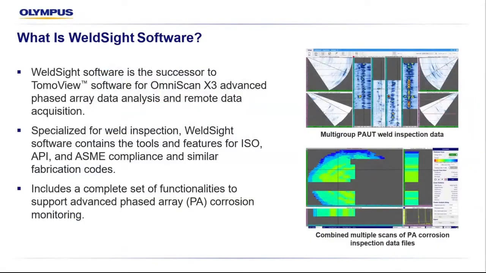What is the WeldSight software? Before we dive into the new Remote Connect feature, let's just touch on what WeldSight is and what it has to offer for the X3 user. The WeldSight software is a successor to TomoView for the X3, advanced phased array data analysis and remote data acquisition. Specialized for weld inspection, WeldSight software contains the tools and features for ISO, API, ASME compliance, as well as other similar fabrication codes. Includes a complete set of functionalities to support advanced phased array corrosion monitoring and mapping.